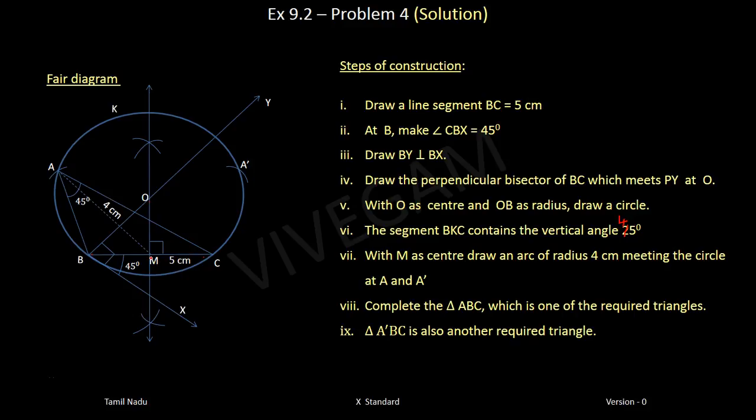Since they say it's a median, from M we are drawing an arc of 4 cm. So this length will always be 4 cm, and that is what a median is. What is a median? A line joining the vertex to the midpoint of the opposite side. So BC is the opposite side and A is a vertex. So this length has to be 4 cm as per our requirement, and that is why with M as a center we are drawing this arc of 4 cm in length.